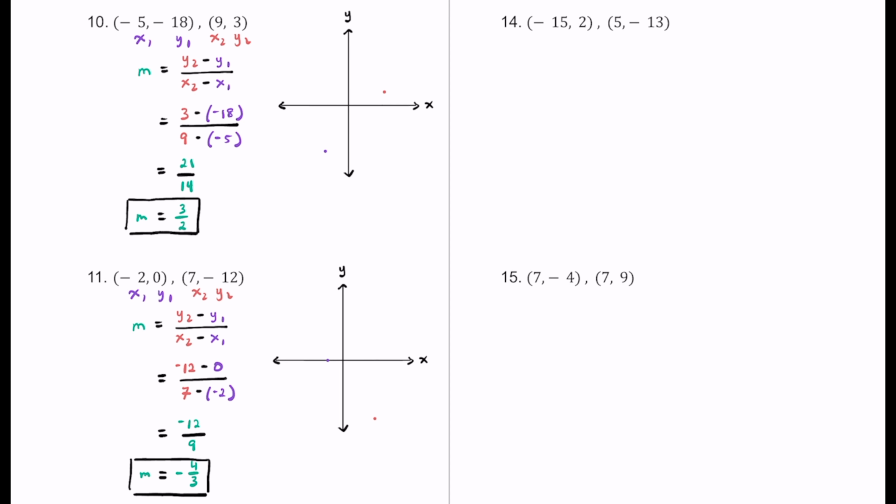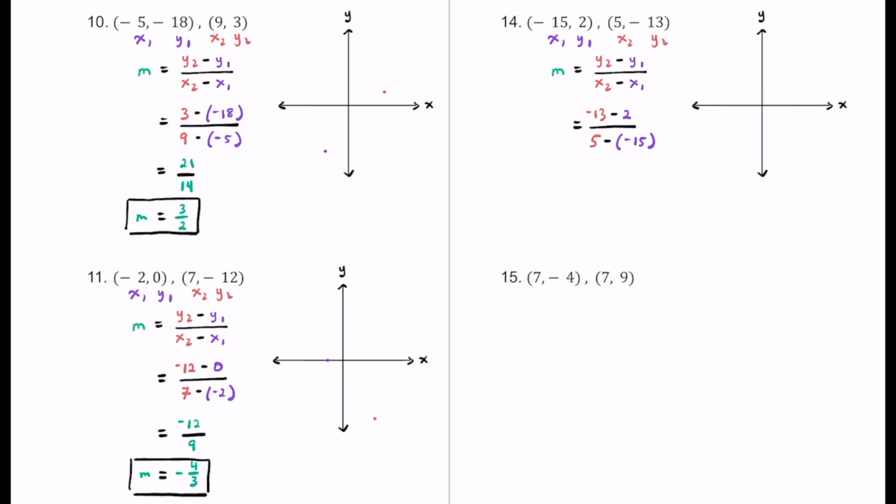Here's number 14. For 14, we have -15, 2 and 5, -13. Here they are labeled, and substituting in here, y2 would be -13. And let's take away y1, that will be +2. That's going to be the numerator. And for the denominator, for x2, we'll have 5. And let's take away x1, which is -15.